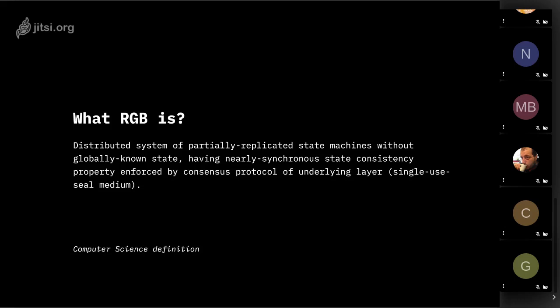So RGB is a distributed system of partially replicated state machines without globally known state, having nearly synchronous state consistency enforced by a consensus protocol of the underlying layer. It's very interesting that by combining Bitcoin, which is a globally replicated state machine with its own global consistency because of the proof of work consensus protocol, and having RGB on top of it, which is partially replicated with strong confidentiality properties, we are able to achieve a situation where we rely on the consensus of the Bitcoin network, but RGB itself doesn't have a global consensus, ensuring this confidentiality that we are seeking.